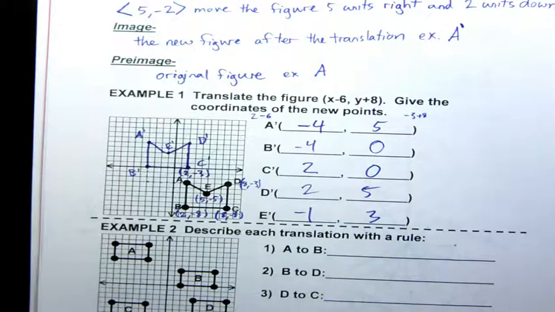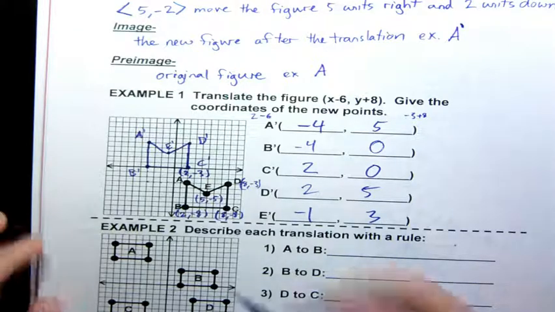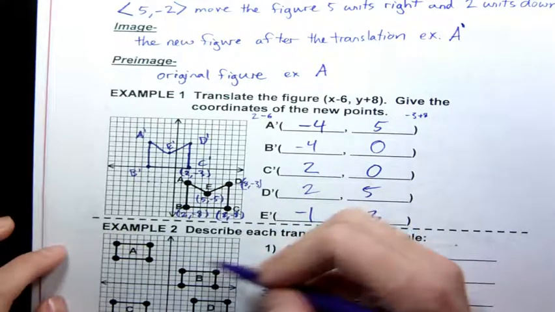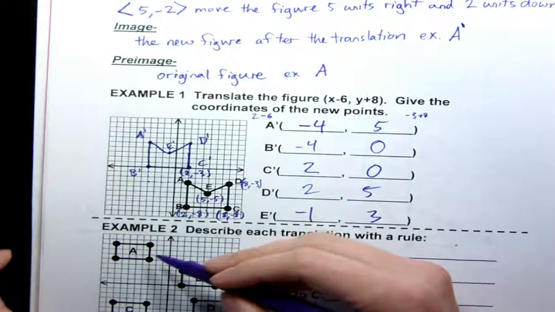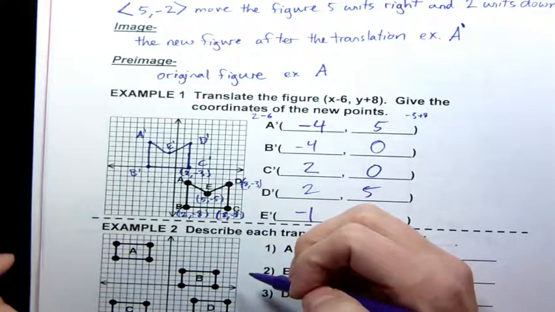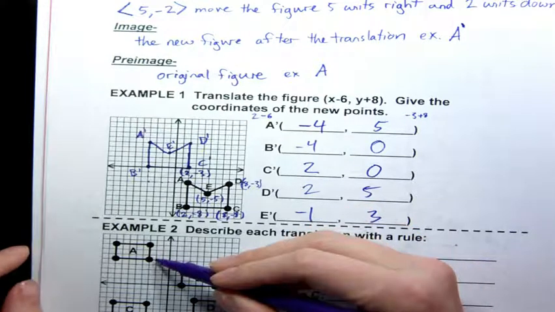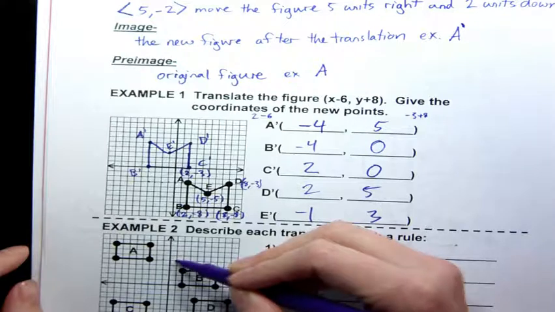Okay, so in this one, we are describing it with a rule, which just means tell me how did it move. So if I move from A to B, am I going right or left? Right. I'm going right. How many units am I going right? 5, if I count 1, 2, 3, 4, 5.